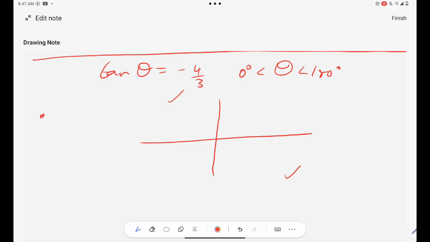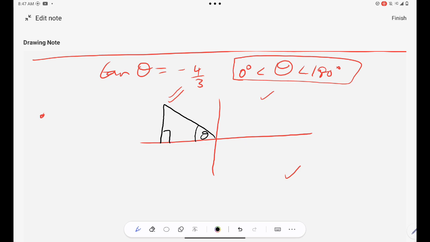Are we together? But please note that I was given a restriction of where I can find the angle theta. The angle theta can only be between 0 and 180. That means it can be in the first quadrant or the second quadrant. I will always draw my right angle triangle where I have the most number of ticks. Since I have the most number of ticks in the second quadrant, my right angle triangle will be like this. My angle theta will be this one, right?